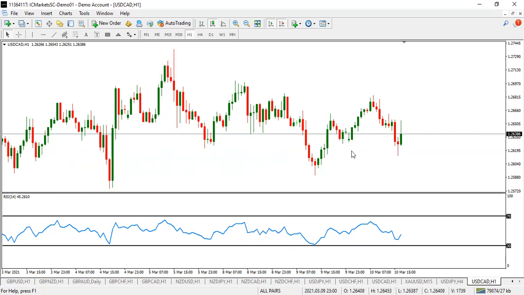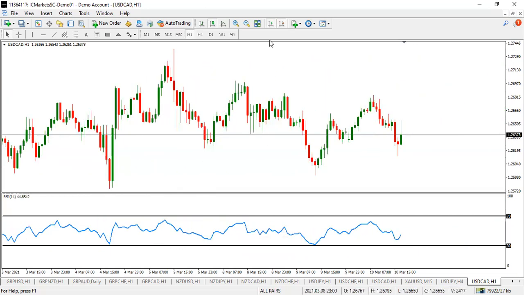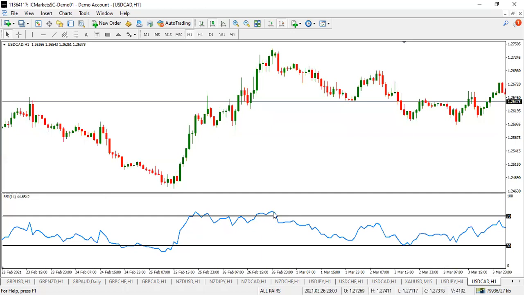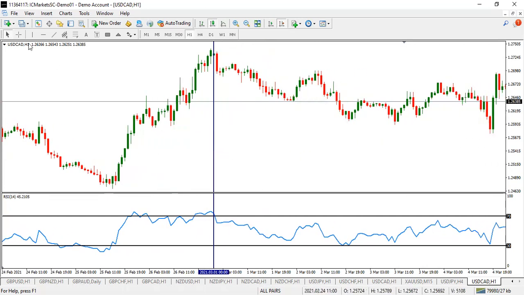It means people have overbought it, and any moment from that period you can expect it to start dropping. All right, let me scroll back and see what we have here right now, guys, at this level. You can see the moment price went above the 70 line, the next thing that happened was a drop down.